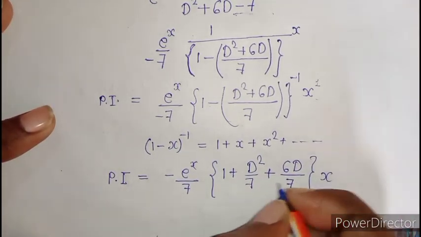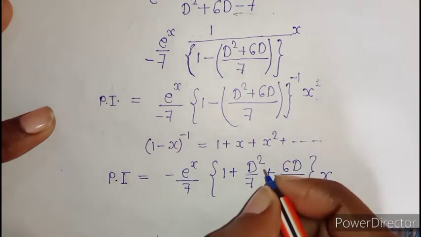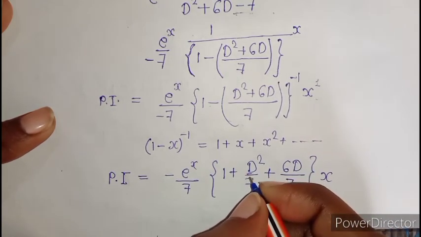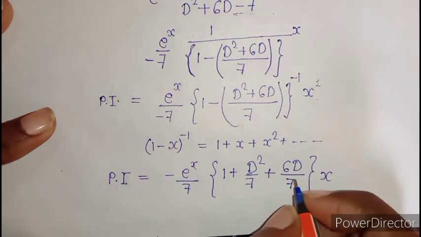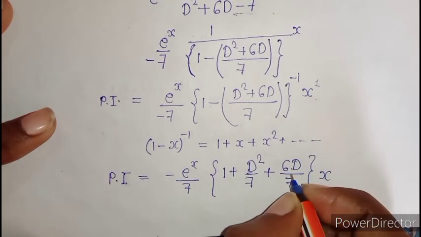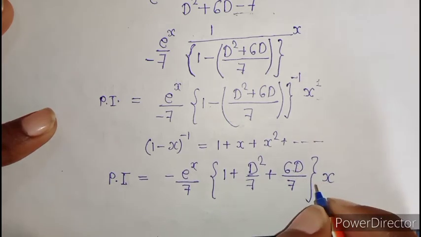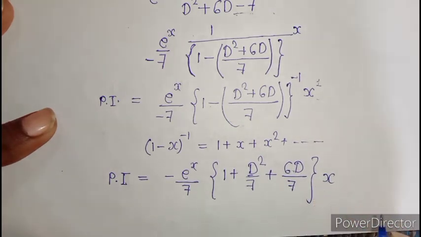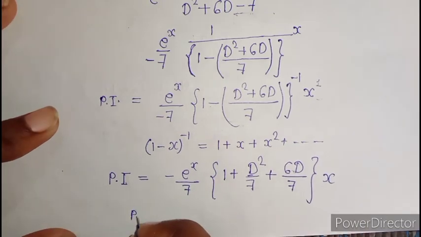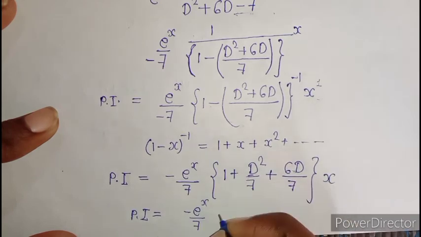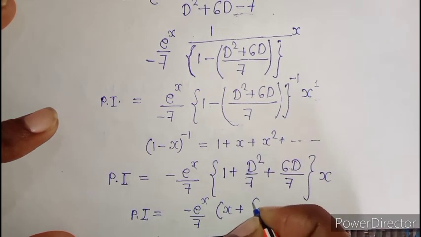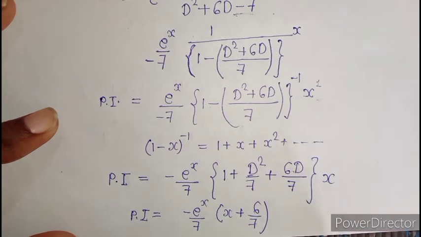And yes, you can see if we multiply x by 1, then it becomes x, and if we apply this operator, that is derivative, 2 times over this function, then x becomes 0. And if we apply this operator over here, then it becomes only 1, since the derivative of x for 1 time gives us 1. So what is our PI? Minus e raised to power x by 7 (x plus 6 by 7). This is our PI.